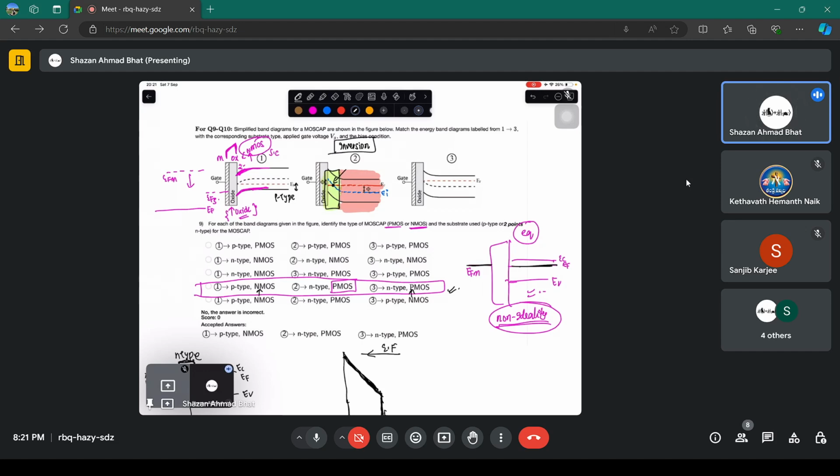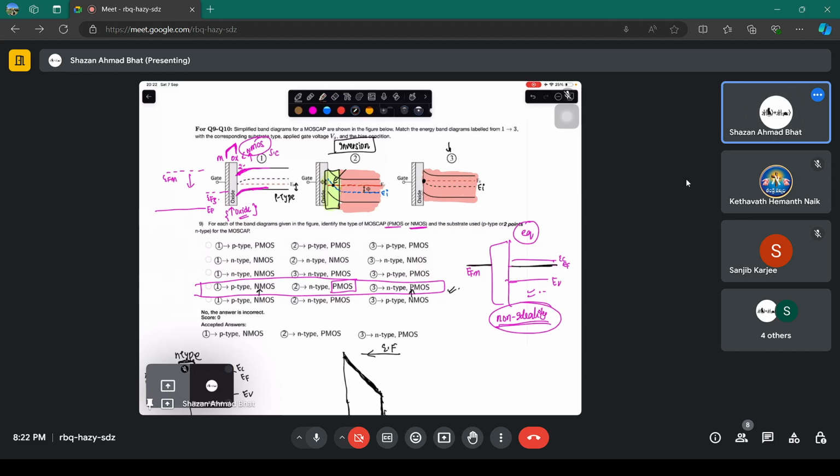ठीक है, तो ये साइन है, दिस इज द साइन ऑफ स्ट्रॉन्ग इन्वर्जन, that you have totally inverted the region near the oxide and semiconductor. Now, think about this particular picture. You see that here the Fermi level touches the intrinsic level, but it does not go below the intrinsic level. That means it stays n-type throughout.